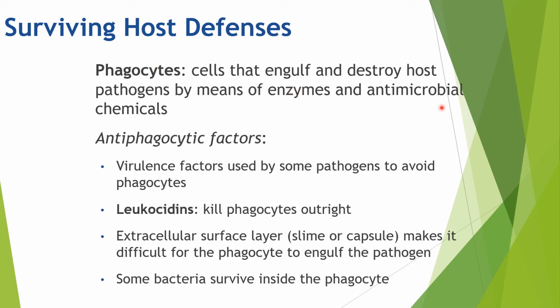And there are a bunch of antimicrobial chemicals that break down the microbe inside of the phagocyte. But there are some microbes that will actually resist being engulfed by the phagocytes. Some pathogens release certain enzymes that will actually break down the phagocytes. Some of these enzymes are known as leukocidins, which are chemicals produced by the microbe that can actually kill the phagocyte right away. So this is how they can evade the phagocytes.